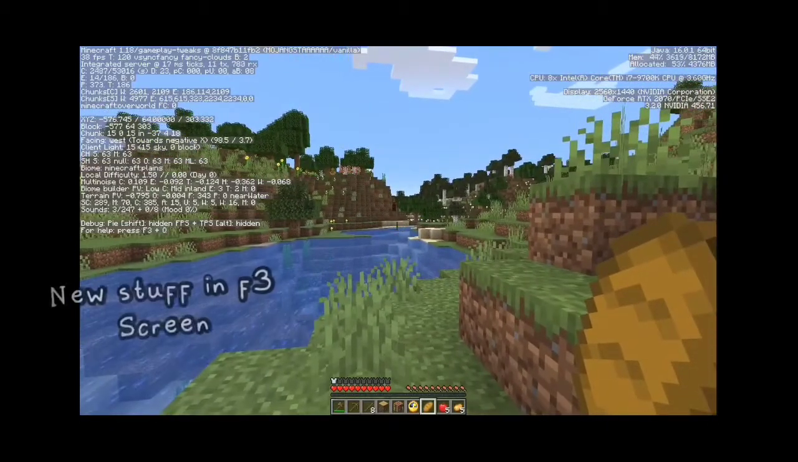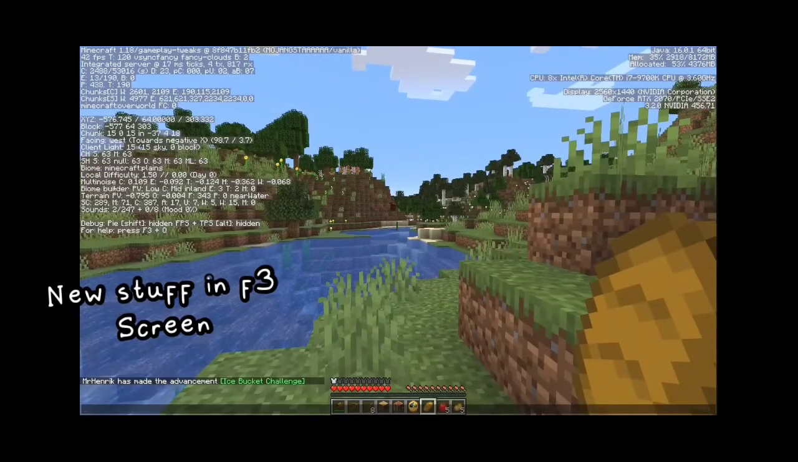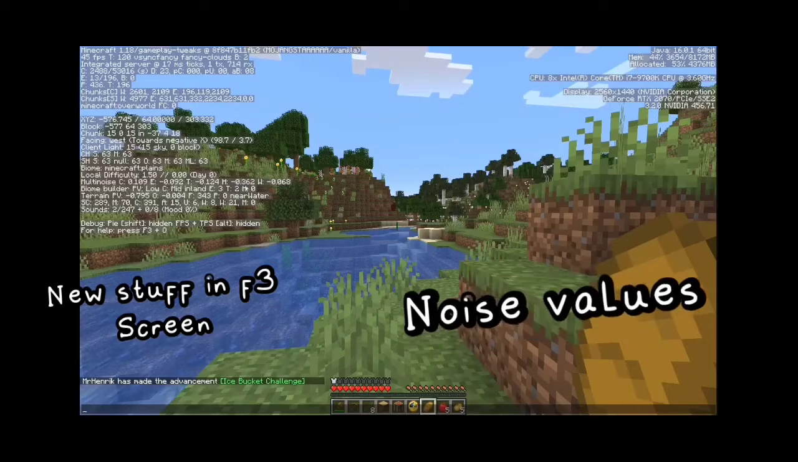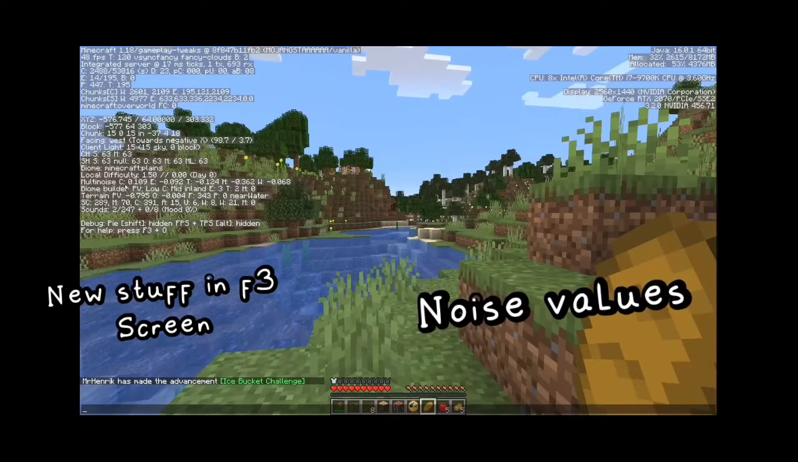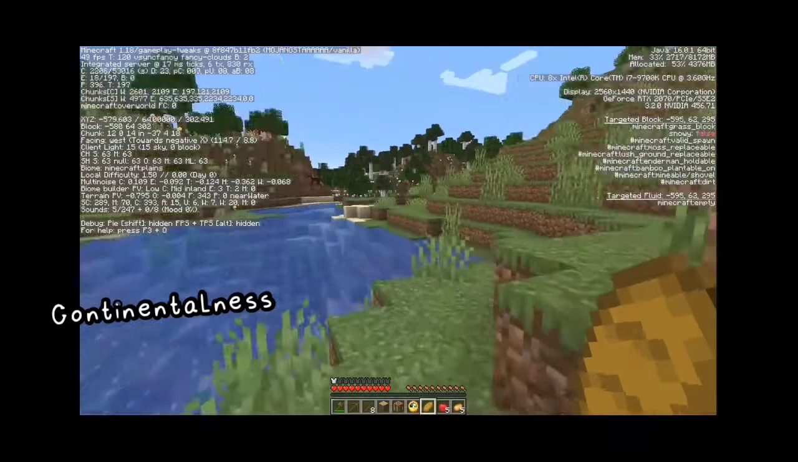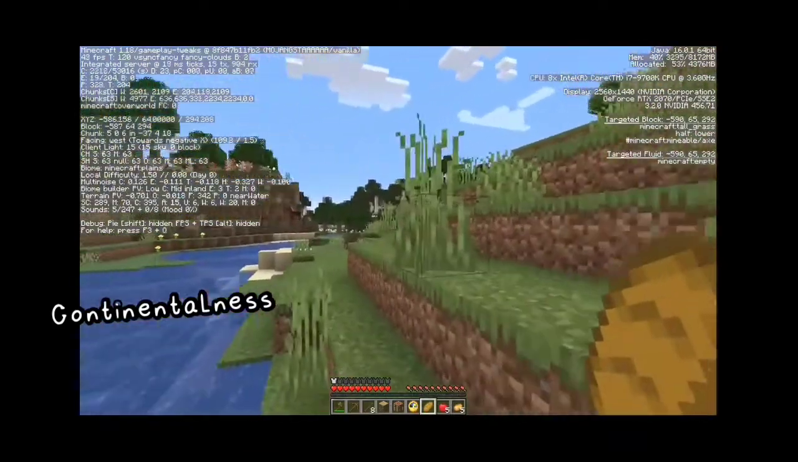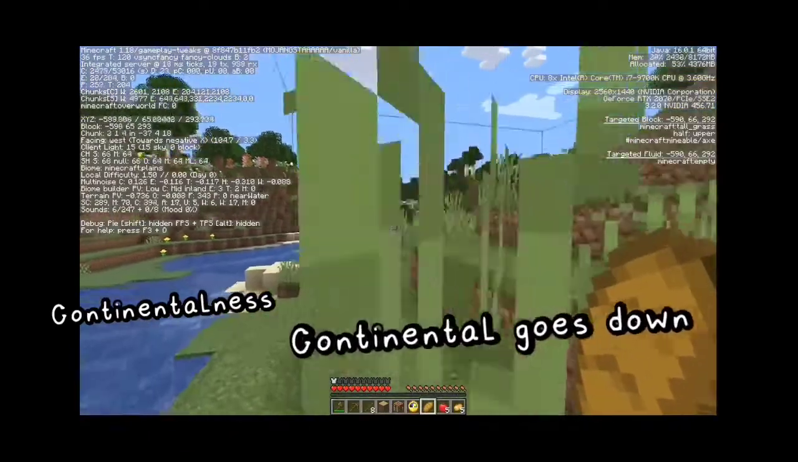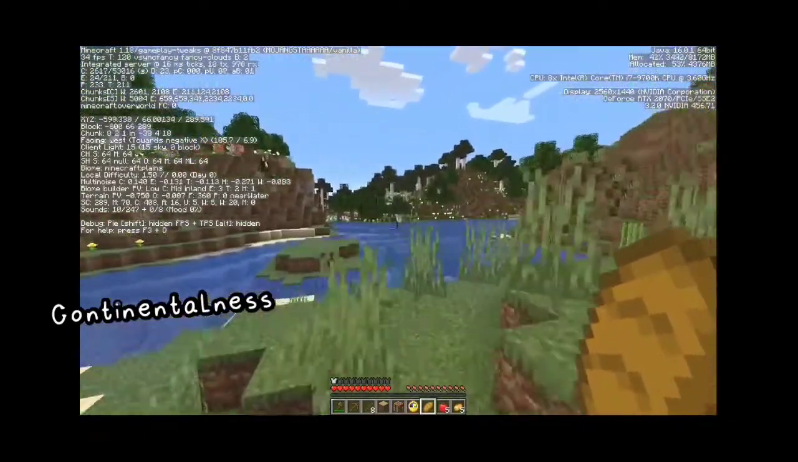So some people have noticed that there's new stuff down here, which wasn't there before. Multi-noise, biome builder, terrain, blah, blah, blah. I'm going to explain some of these things as we go. But high level, these are what we call noise values. So C, for example, which actually is called continentalness, but we abbreviate things because we don't want this debug screen to be too cluttered. C changes. So in this direction, the continentalness apparently goes up. In the other direction, it goes down. We use that to control both the terrain shape and the biome placement.